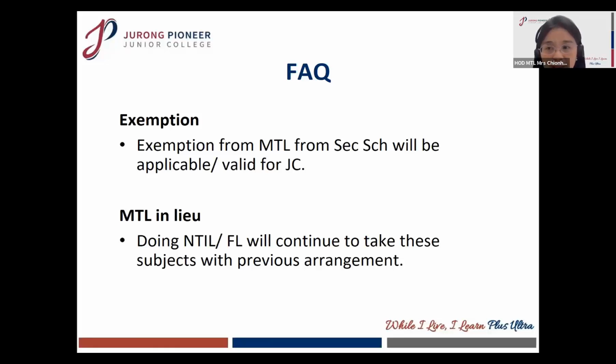I also have questions on exemptions. Okay, there are students, maybe returning Singaporeans and other cases, who are exempted from mother tongue in secondary schools. So these exemptions will still be valid. Okay, it is applicable for JC as well. And there will not be any additional subject requirement for you to take up. All right, so you'll be exempted. Lastly, there is this group of students who are doing another mother tongue in lieu of CL, ML, and TL, the 3 official mother tongues that are offered here. Okay, so there are students doing the MTL and also foreign languages. You will continue to take these subjects with your previous arrangements in the secondary schools. Okay, JPJC does not offer this subject, but you will have to continue to take these subjects and also sit for the A-level examinations to qualify for the prerequisite for university admissions.